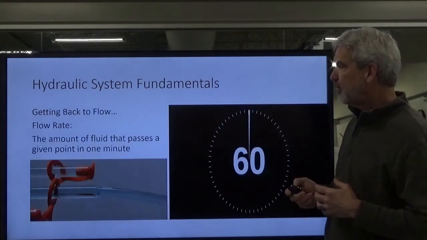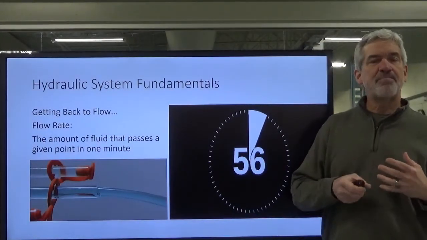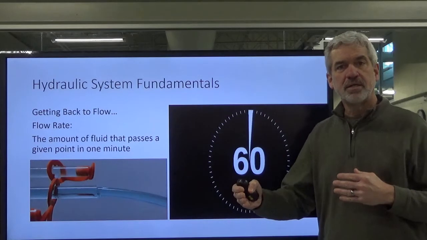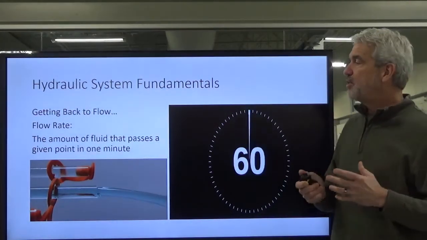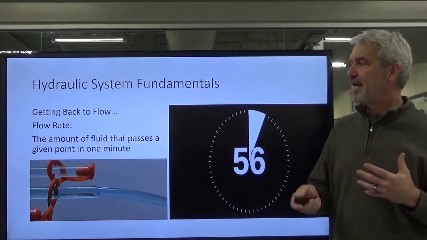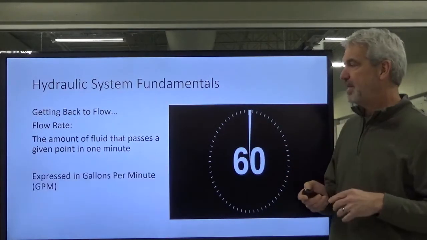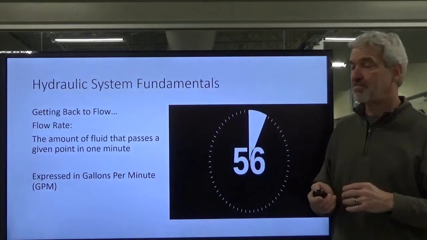Okay, but getting back to flow rate, the amount of fluid that passes a certain point for every minute is how we get our GPM. So flow rate is the amount of fluid that passes a given point in 1 minute. And as I said, we express that in GPM, or gallons per minute.